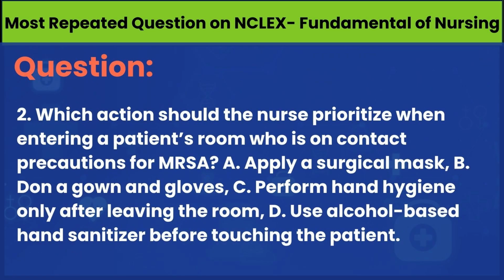2. Which action should the nurse prioritize when entering a patient's room who is on contact precautions for MRSA? A. Apply a surgical mask. B. Don a gown and gloves. C. Perform hand hygiene only after leaving the room. D. Use alcohol-based hand sanitizer before touching the patient.